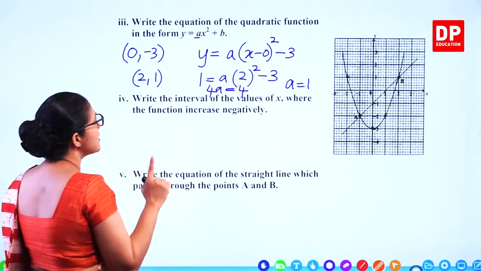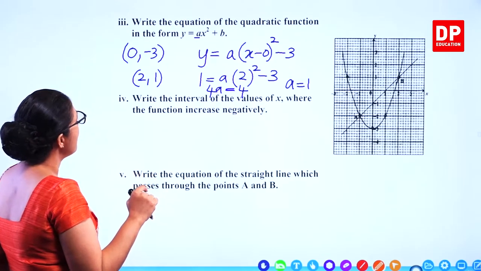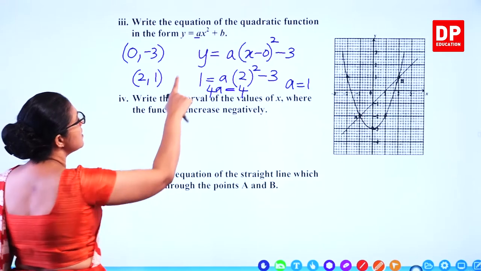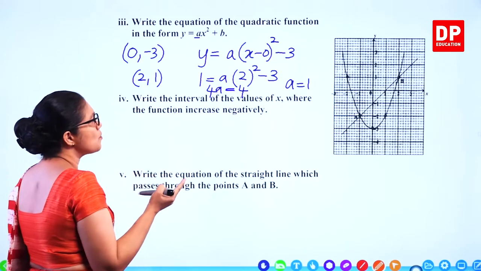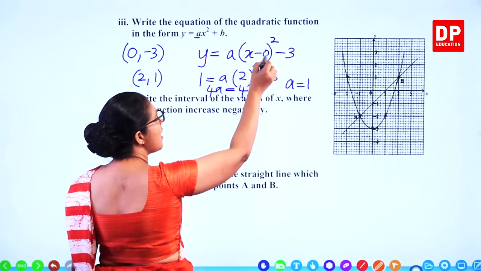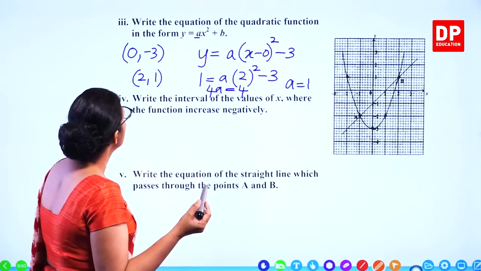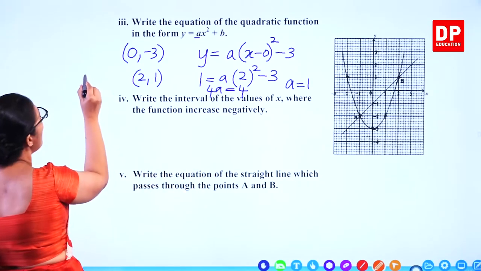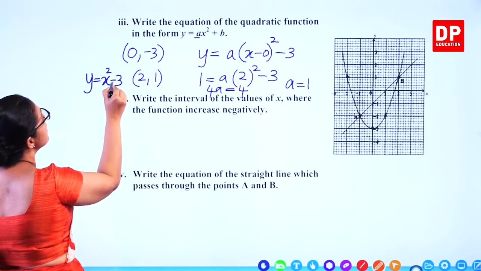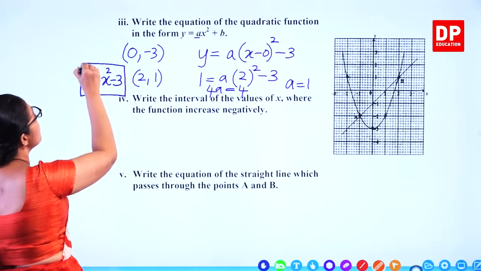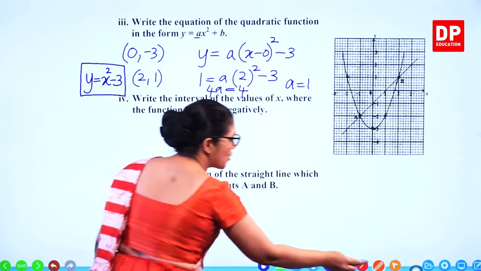So that means what's the equation of the curve? We can write y equals x squared minus 3. a equals 1, and here you don't need to write down this 0. So y equals x squared minus 3. I'll write here y equals x squared minus 3. This is the equation of the quadratic function.